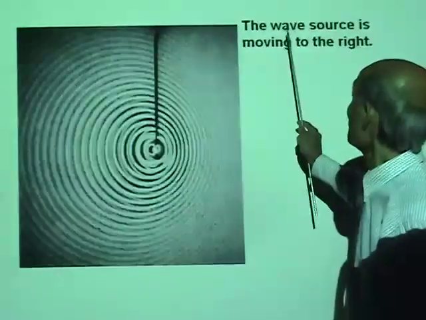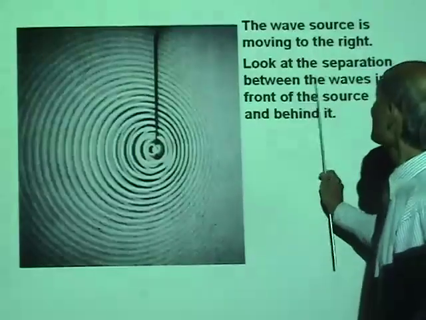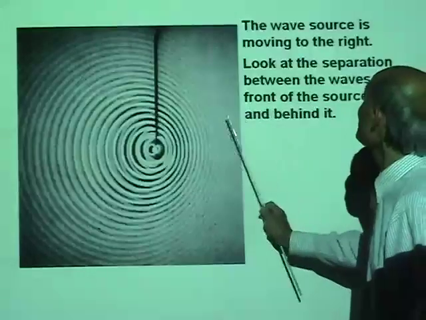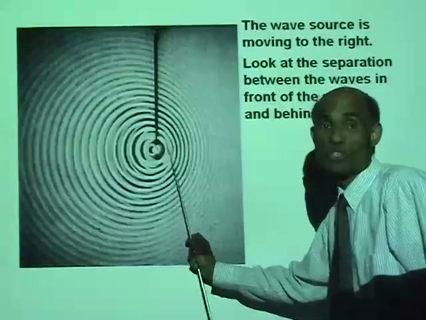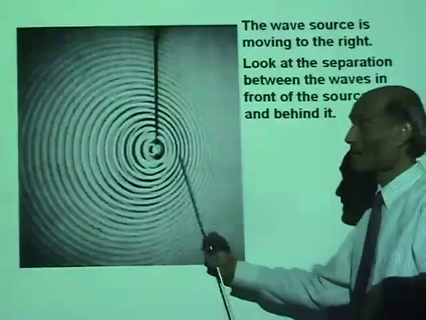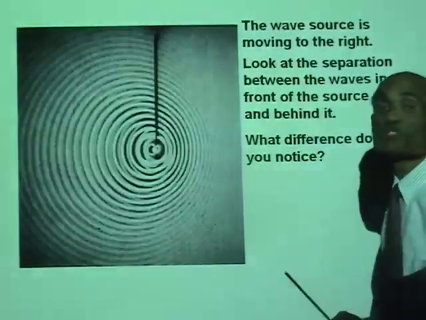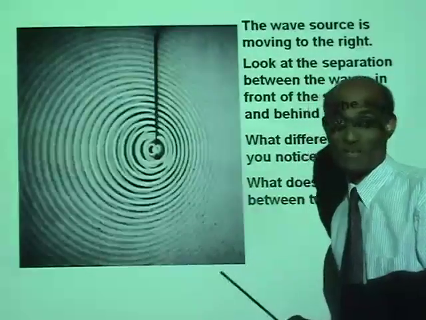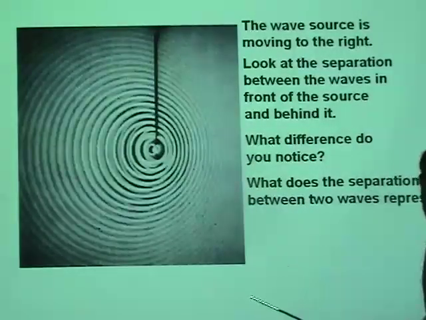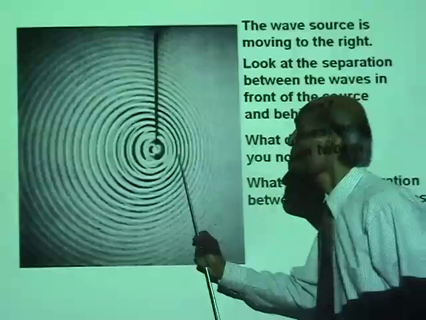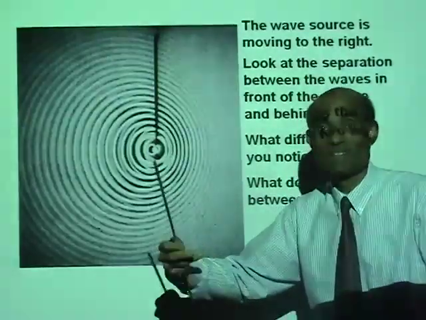Okay. The wave source is moving to the right. Now look at the separation between the waves in front of the source and behind it. This is the front because it is moving to the right. This is behind the source. Now, what difference do you notice? We talked about it, isn't it? What does the separation between the two waves represent? The separation between two waves represents the wavelength.